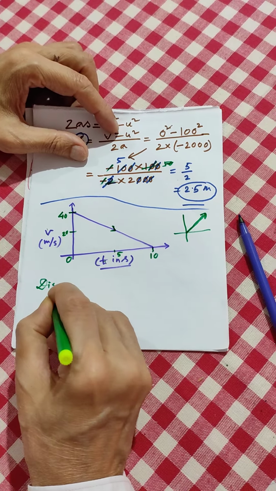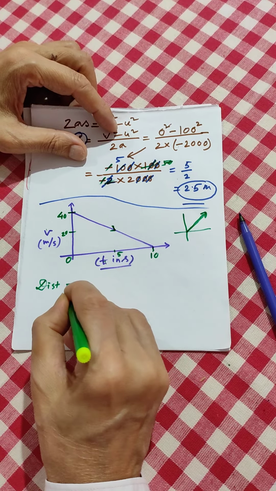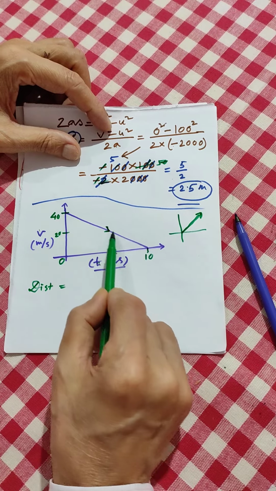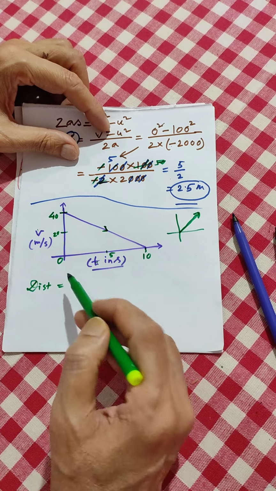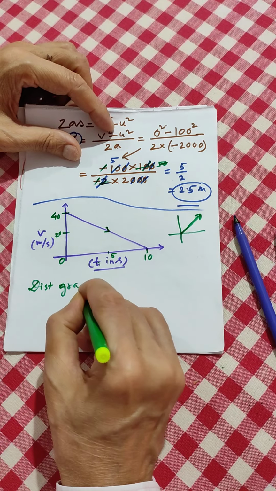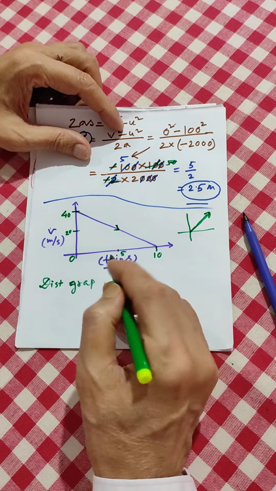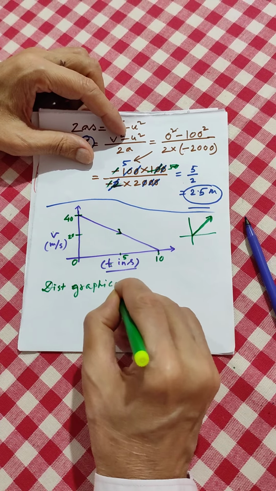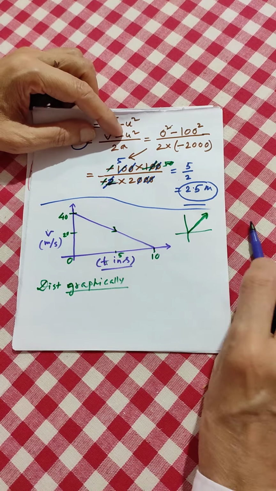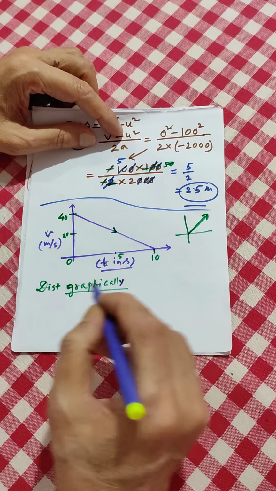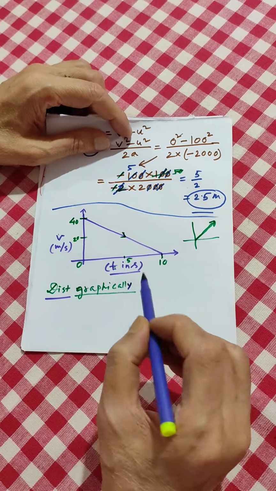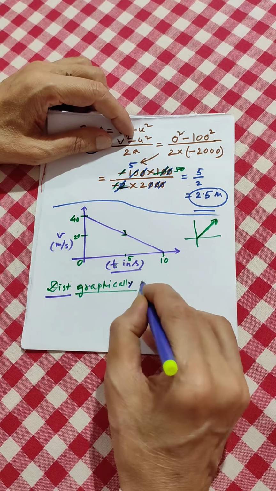Now the question is, you have to find the distance traveled by this body, whose retardation graph is this one. You have to find the distance traveled graphically. That is the thing, graphically, not numerically, not using a formula, graphically. That means using this graph, graphically or geometrically.